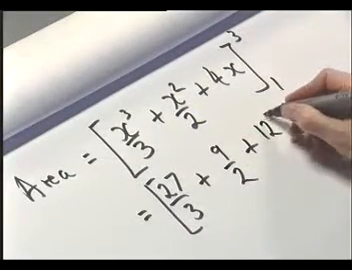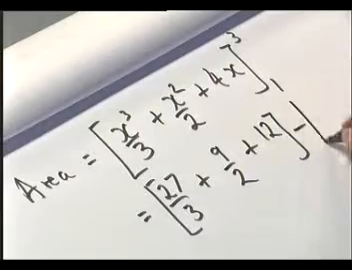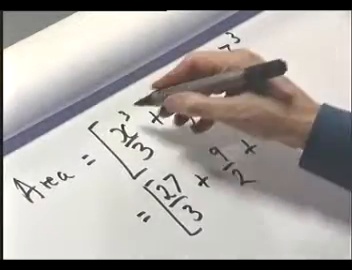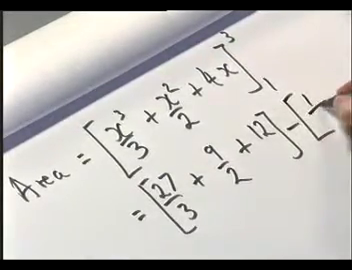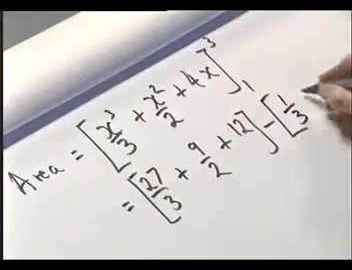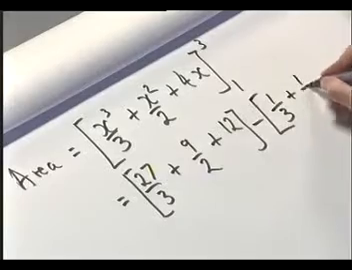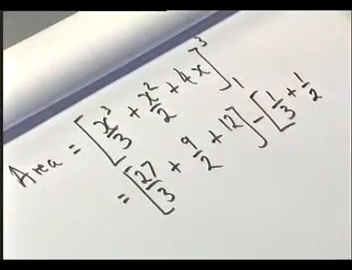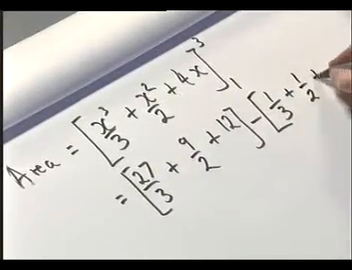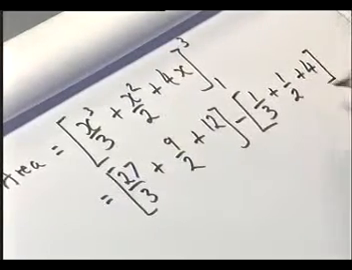plus 4x, when x is equal to 3, that's 12. Now we put the lower limit in. So when x is 1, x cubed is 1, so that's 1 divided by 3, plus when x is 1, x squared is 1 and divided by 2, and when x is 1, that's plus 4.